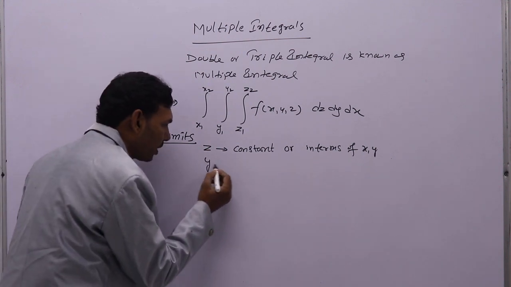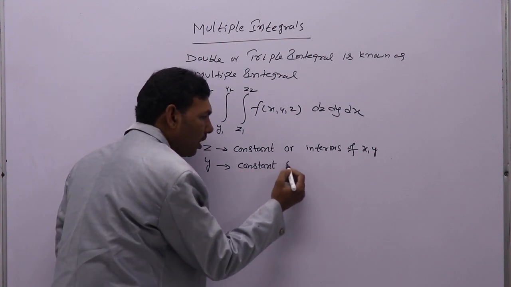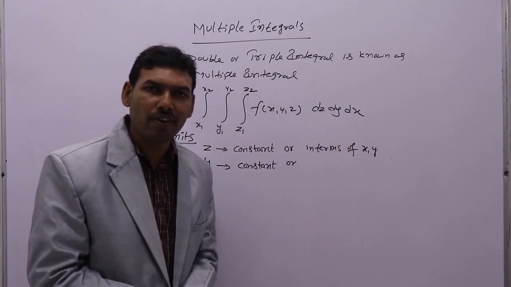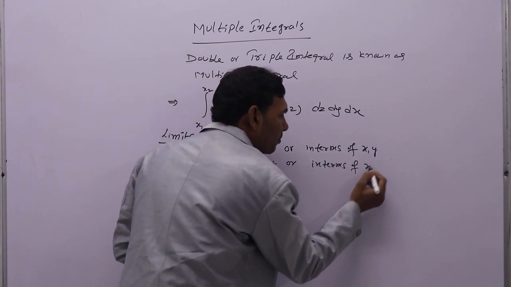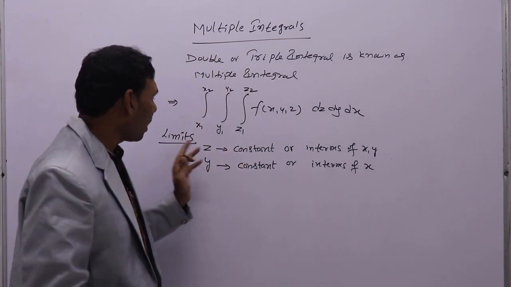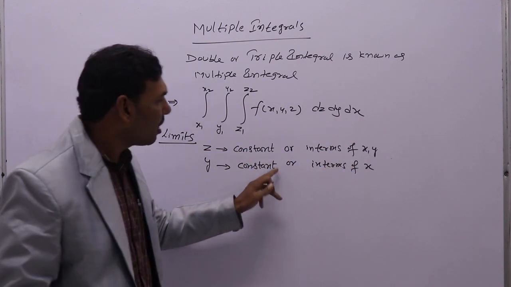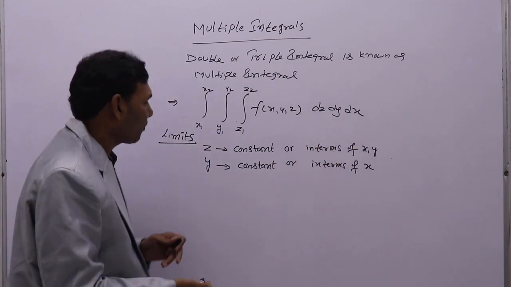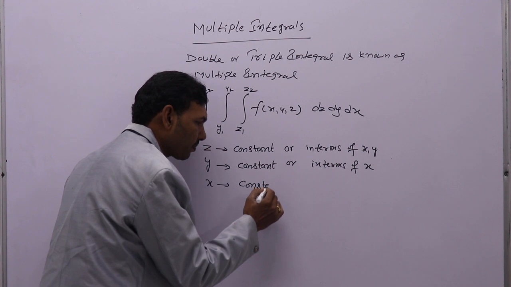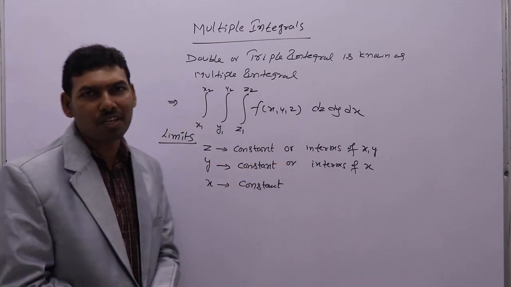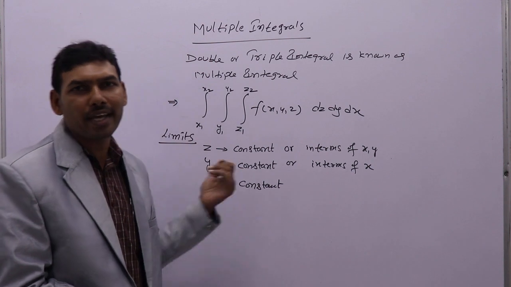Next, coming to the y possibility. Y also may have constant limits, or if z limits are already in terms of x, y, then y limits may be in terms of x. You cannot get y limits in terms of z. If z limits are in two variables, then y limits may be constant or in terms of one variable, x. So what is left over now? X. Here also x may be constant, there is no alternate case, because y limits are in terms of x, so x cannot be in terms of y and z. So these are the possibilities z, y and x have.